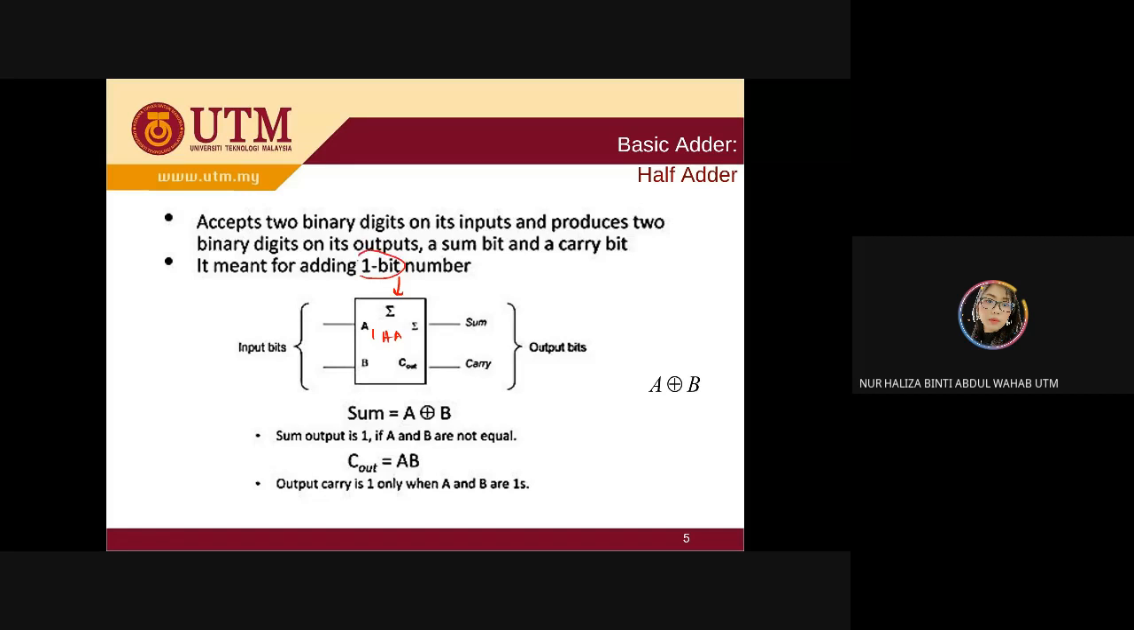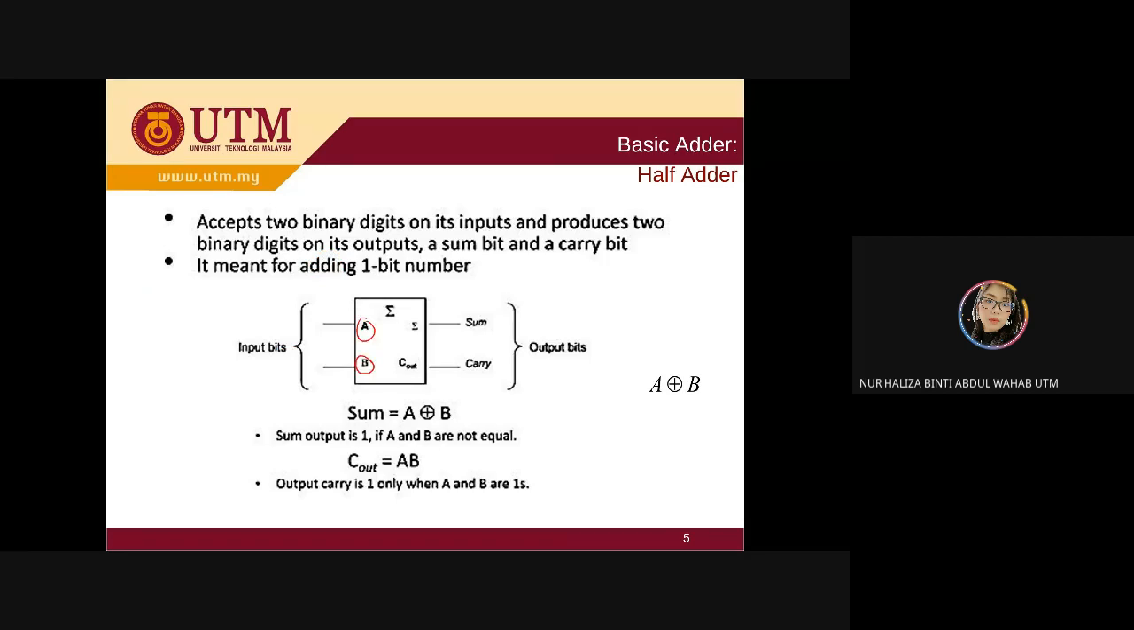can only add 1 bit numbers, which means you will have 2 inputs: input A, input B, or maybe input X, input Y, as long as there are 2 inputs. Why are there 2 inputs? Because in adding, if you have only 1, which number do you want to add? You need to have something to be added together, so you need to have 2 inputs.